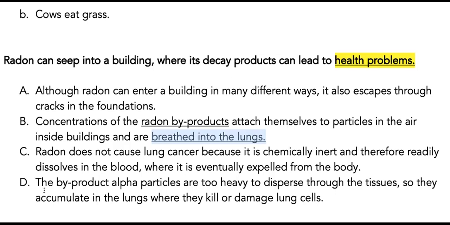Let's try this one. The byproduct of alpha particles are too heavy to disperse through the tissues, so they accumulate in the lungs where they kill or damage lung cells. Okay, so we've got some harm, right? We've got some health problems coming right here.